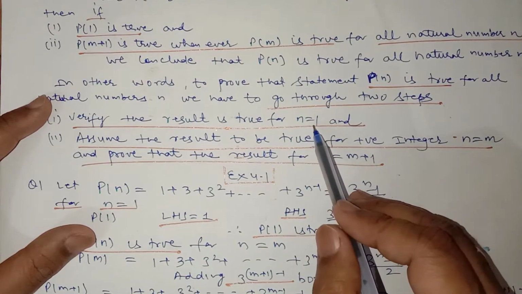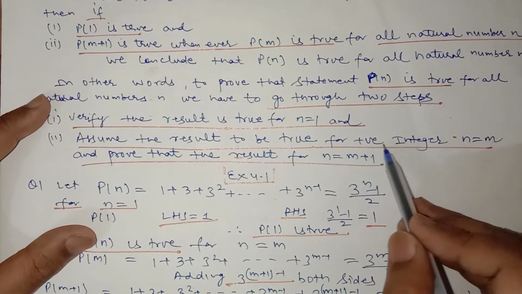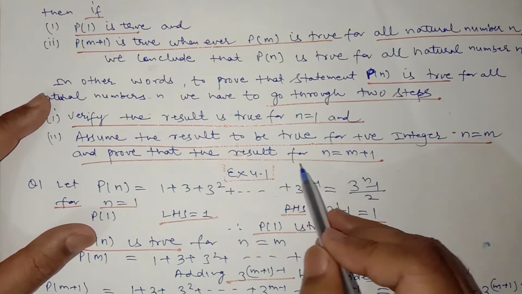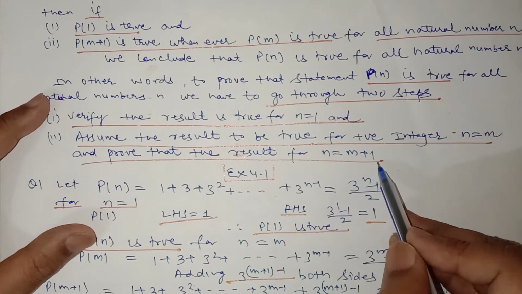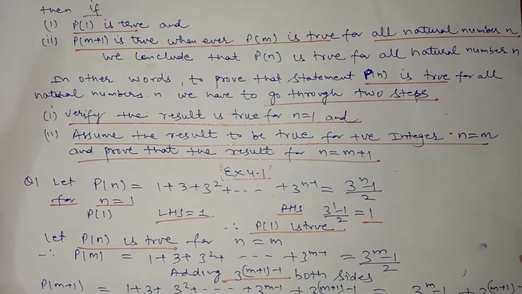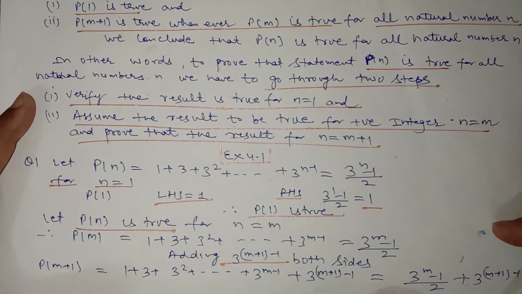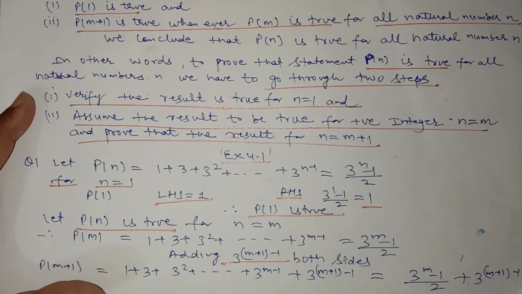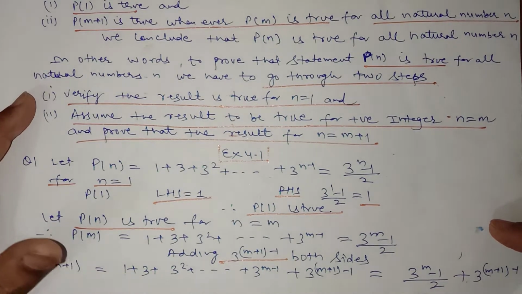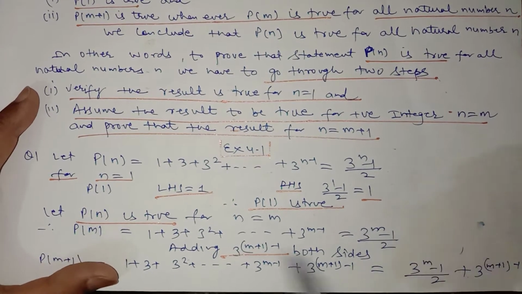First of all, we'll prove that it is true for n equal to 1. Then we assume that it is true for any natural number m. Then we prove that the result is true for n equal to m+1. Then we can say that the statement is true for all natural numbers. Now in this chapter we have only one exercise, that is 4.1, and almost all the questions we have to do the same way, and we are starting with question number 1.